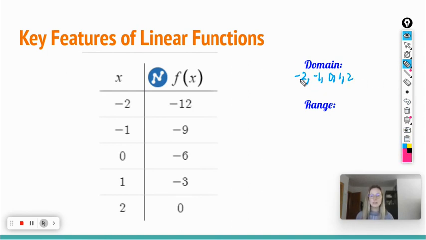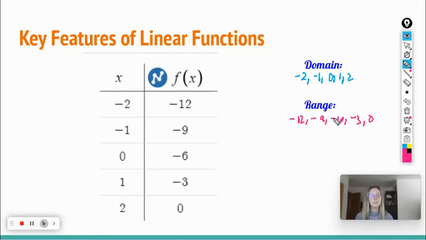Now the y's correspond to the range. So y's, or outputs, for the range, they are the corresponding outputs when we plug in a number into a function. So we plugged in -2 to some unknown function, we don't know what it is, and we got out a -12. That -12 is the corresponding output for the input of -2. So -12 is a part of that range. So -12, same with -9, -6, -3, and 0.